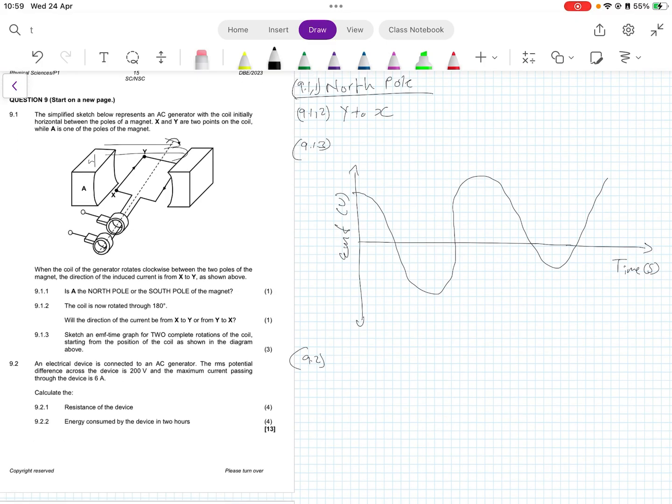9.2. 9.2 tells you that an electrical device is connected to an AC generator. The RMS potential difference across the device is 200 volts, and the maximum current passing through the device is 6 amperes. We are asked to calculate the resistance of the device.